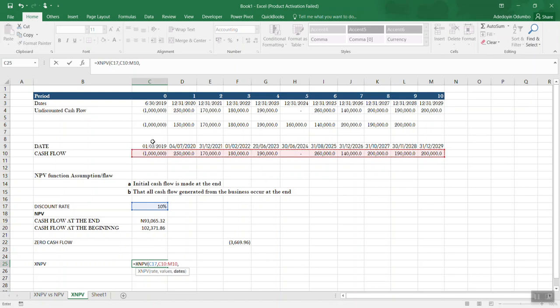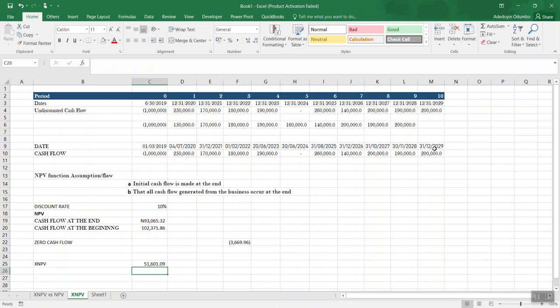The next argument is the date, the date at which each cash flow occurs. I'm going to select all of them together, then press enter. So the XNPV is a bit more accurate and more precise when we are calculating net present value in Excel, because it considers the time when each cash flow actually occurs in Excel. Thank you for watching.